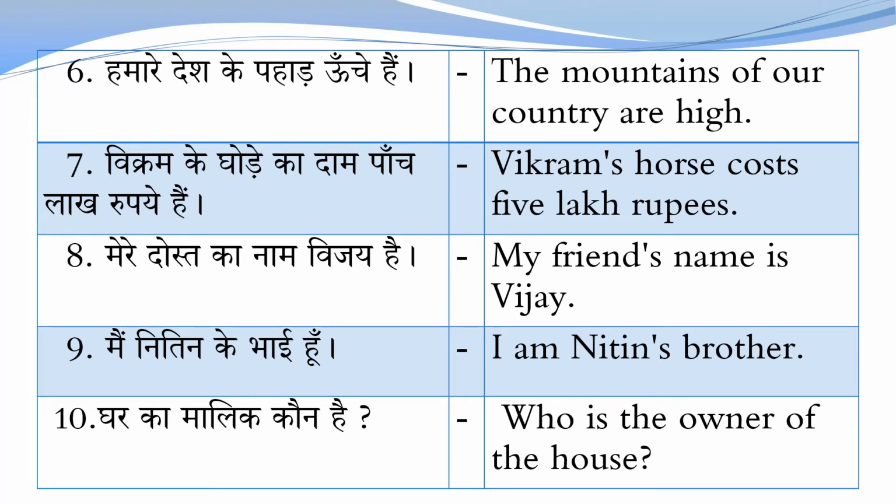The answers for the next five sentences. Sixth one, Hamare desh ke pahad unche hain. Hamare translates to our. Desh means country. Pahad, mountains. Desh ke pahad can be said as mountains of our country or our country's mountains. Unche translates to high. Hain means are. So the answer would be the mountains of our country are high, or our country's mountains are high.